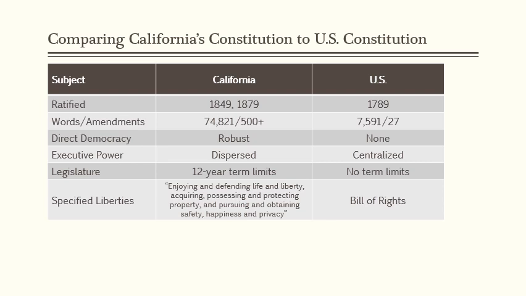Direct democracy was left out of the U.S. Constitution because the framers of that document were highly skeptical about the ability of the common citizen to make wise political judgments.